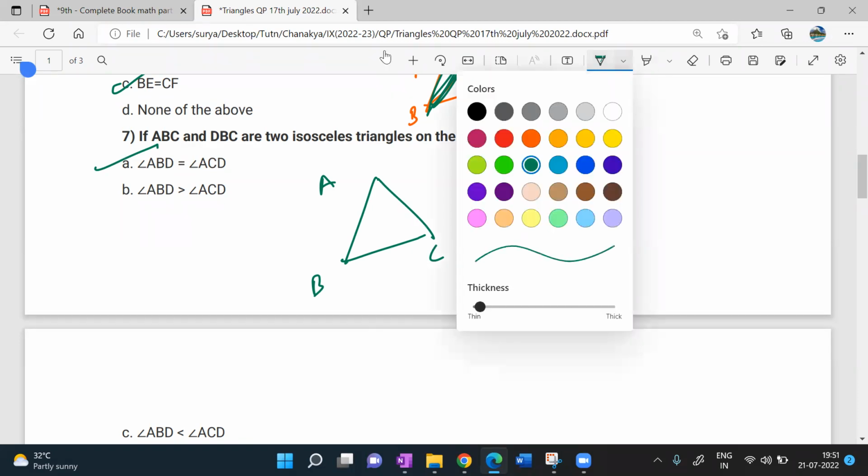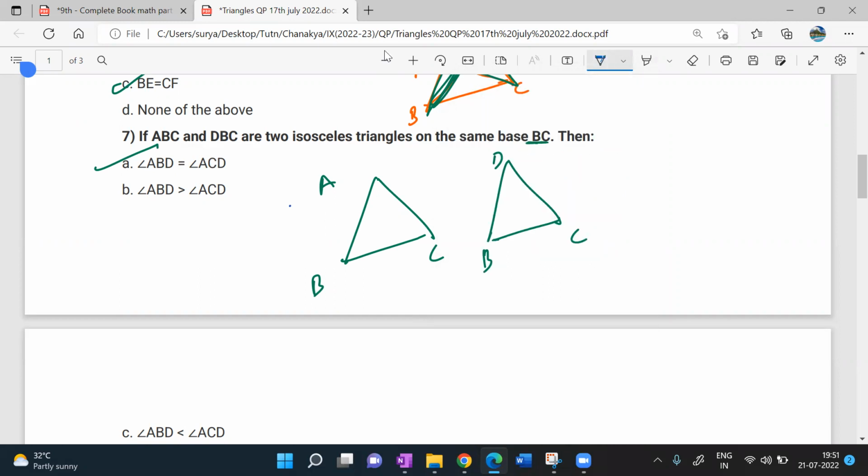So they asked ABD, so I took them both on the same base, like a rhombus. Here the only change is the vertex A. So AD is what now? Yes, sir, on the same base, like a rhombus. You draw it like this. ABD is equal to ACD.